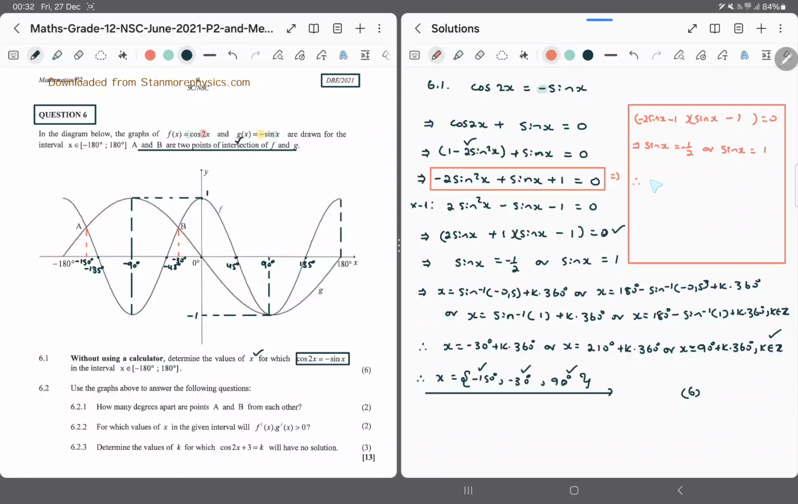So this would essentially tell us that x is going to be minus 30 degrees plus k 360 degrees, or x is going to be 210 degrees plus k 360 degrees, or x is going to be 90 degrees plus k 360 degrees, where k is an element of integers. And from there, we can say x must be the set of these values: minus 150 degrees, minus 30 degrees, and 90 degrees.